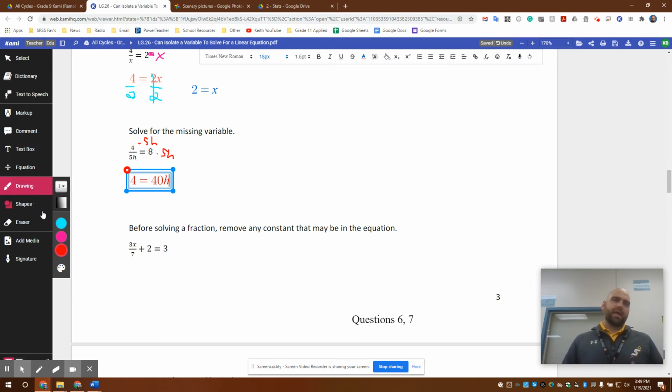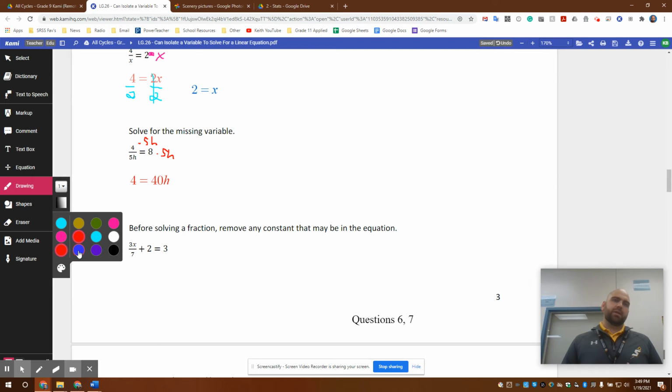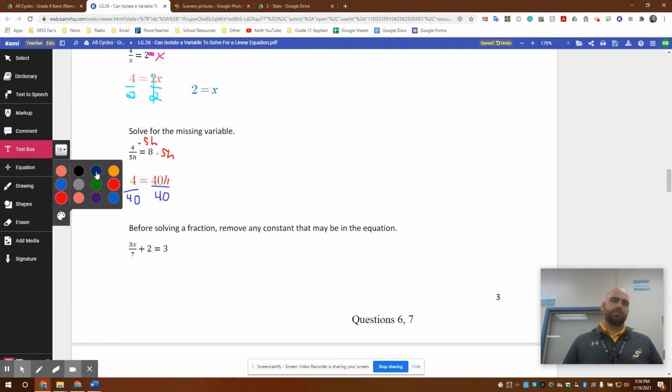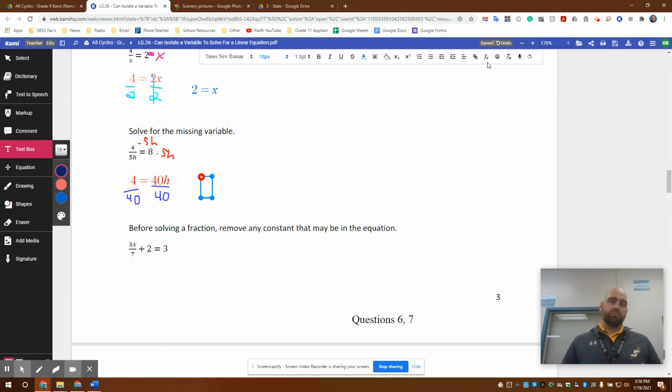Now, at this point, we again still want to get h all by itself. So at this point here, we need to divide both sides by 40. And when we do that, we do 4 divided by 40, and that's going to be 0.1. And the other side is going to be h, just all by itself. Okay, so h is then equal to 0.1. So to make this work, h has to be 0.1.